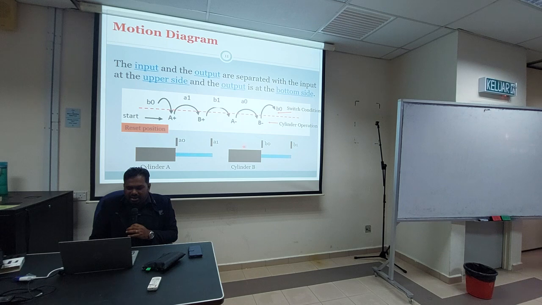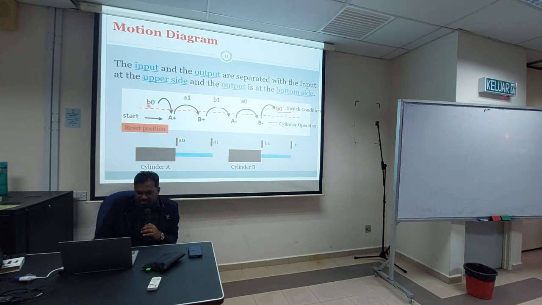So A dengan B ni adalah nama silinder. Okay. So to differentiate nama silinder kita letak capital. So nama sensor kita letak smaller letter, lower case. So A0, A1. Okay, so all this kita sambung kita letak dekat motion diagram. Because motion diagram ada dua bahagian. So the first part adalah cylinder operation. The second part is your switch condition.